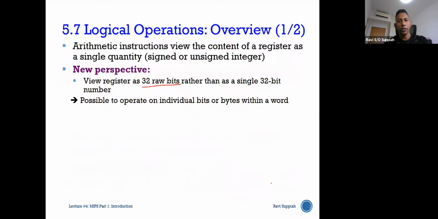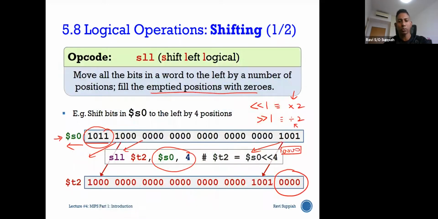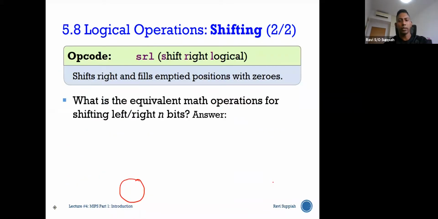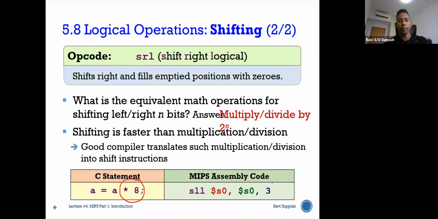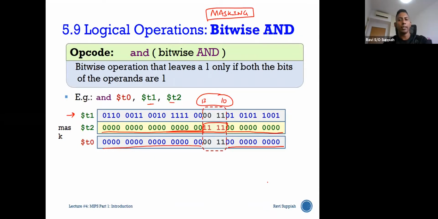Okay, so we saw about the zero register and logical operations. All these are things we went through last week, so I'll not go through them in detail; I'm just doing a quick recap. We also talked about the logical operations, the AND, OR, and so on, as well as shifting operations. And then we were talking about masking.